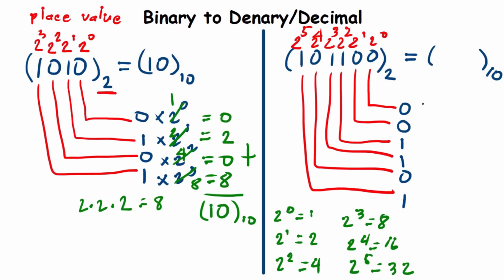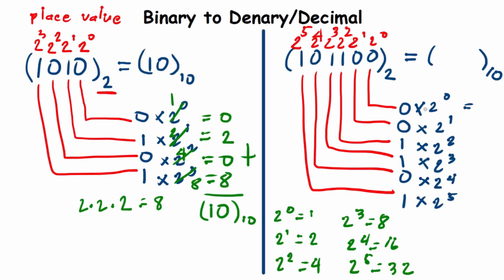We will multiply this 0 by 2 to the 0, this 0 multiplied by its place value, which is 2 to the 1, and then this 1 multiplied by its place value, which is 2 to the 2. So 1 times 2 to the 2, and this 1 is multiplied by 2 to the 3, this 0 multiplied by 2 to the 4, and this 1 multiplied by 2 to the 5.